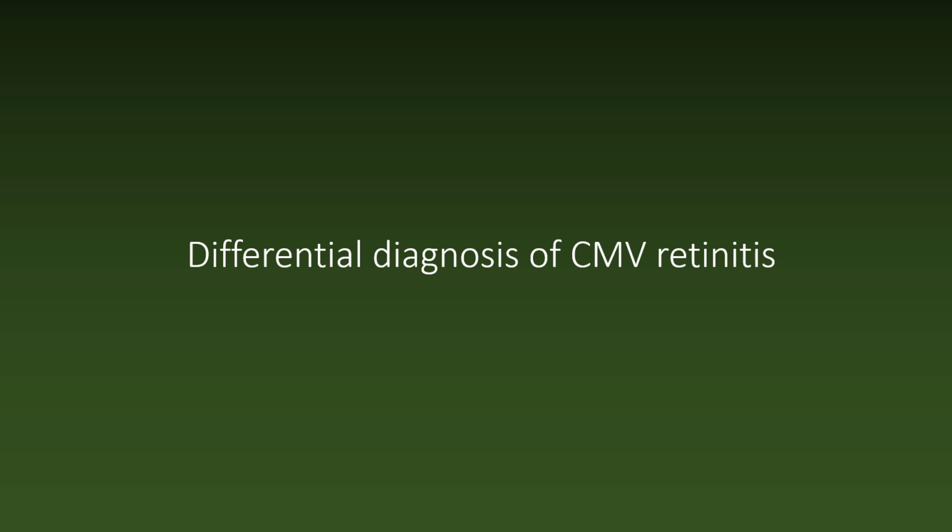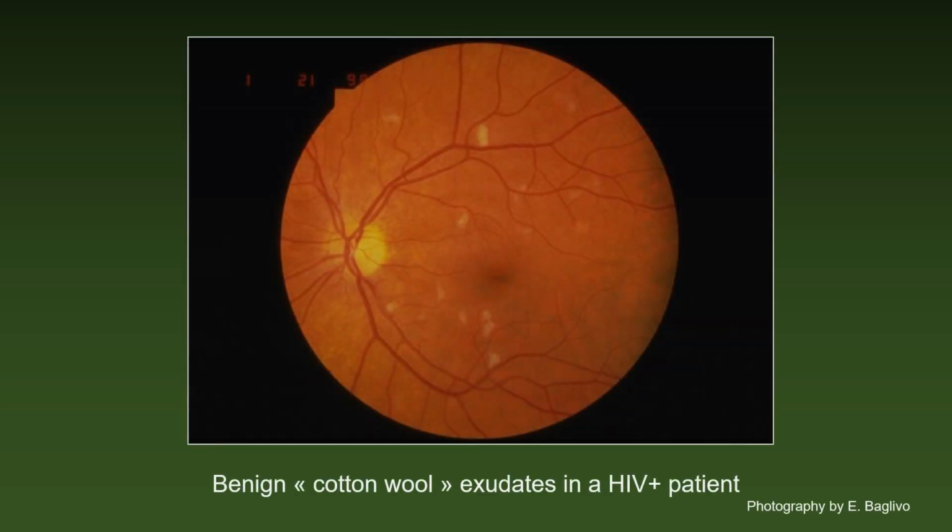Differential diagnosis of CMV retinitis. Benign "cotton wool" exudates are frequent in HIV positives, but they are not specific to HIV infection because they are often seen in other conditions such as diabetes and hypertension.